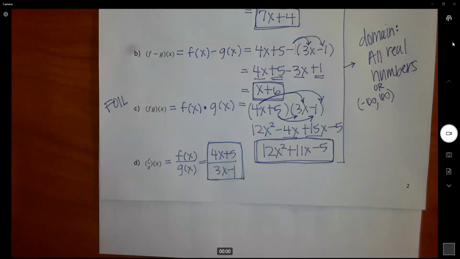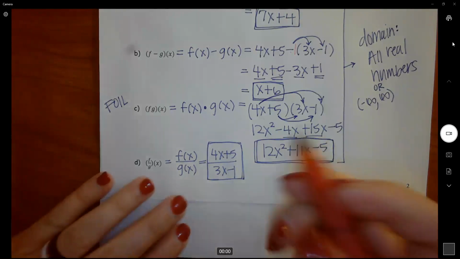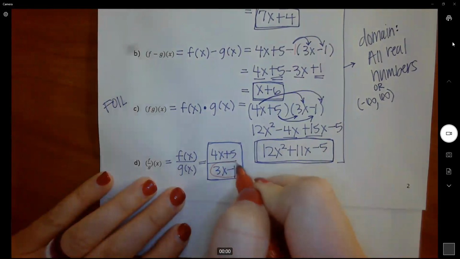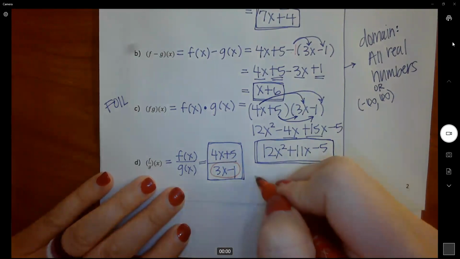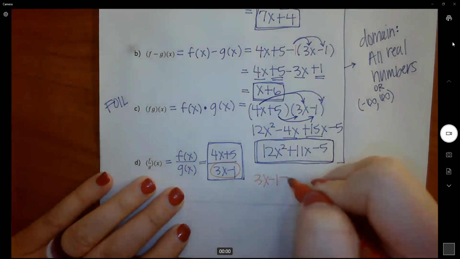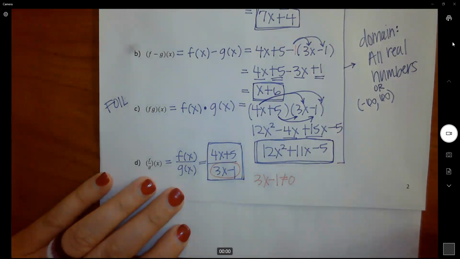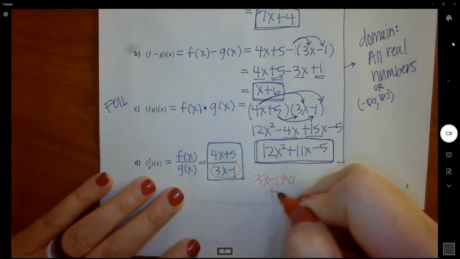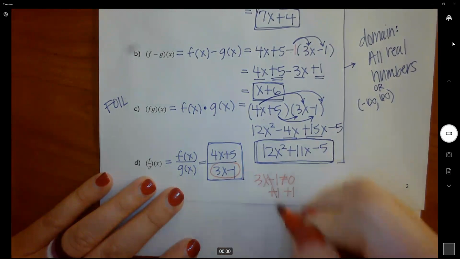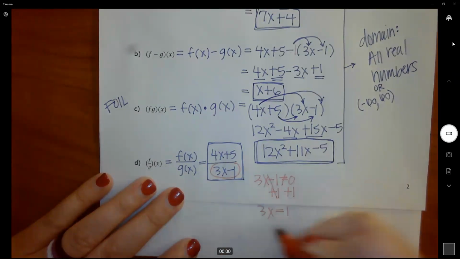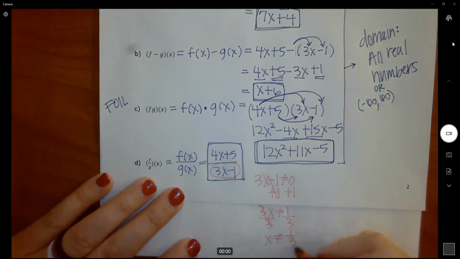We do need to find the domain though. This time I do have to make sure that this bottom portion, 3x minus 1, does not equal 0. I don't have any radicals, so I don't have to worry about taking the square root of a negative number. But I do have to make sure I don't divide by 0 here. So we will add 1, which gives me 3x equals 1, and then divide by 3 to give me x cannot equal 1/3.